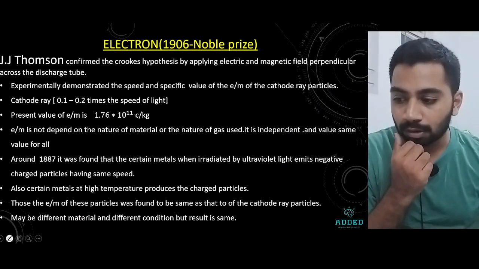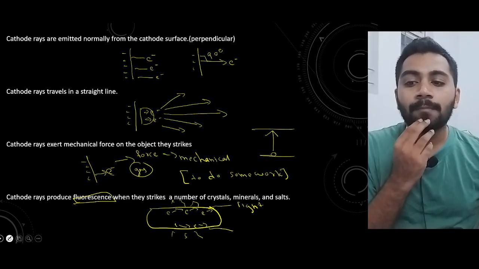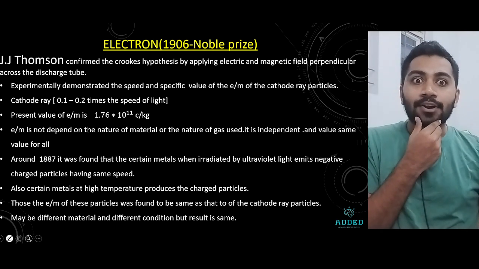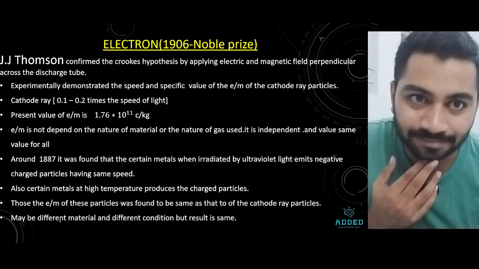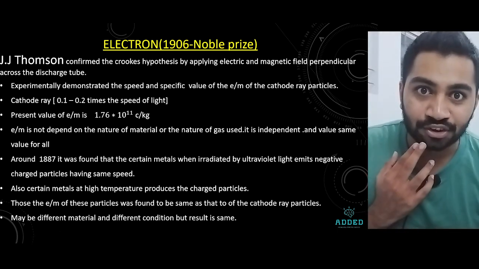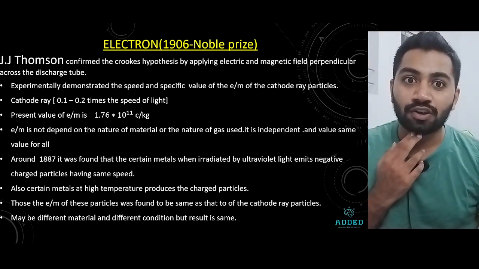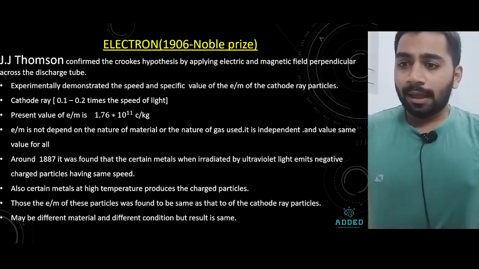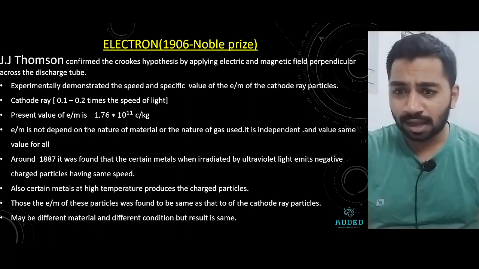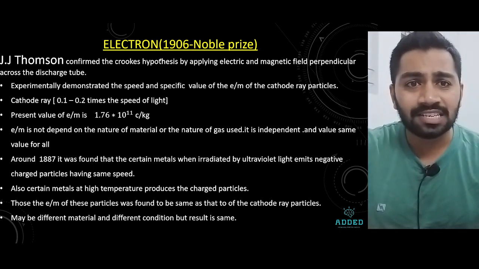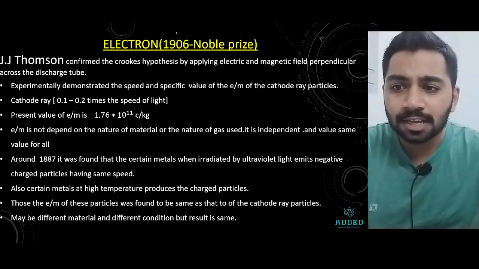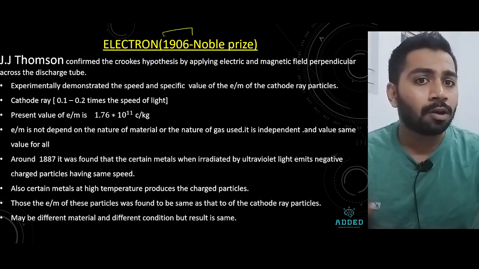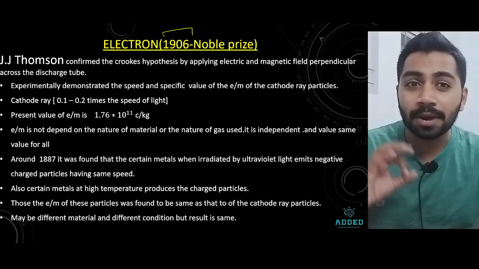Now the properties are over. There are a few properties, and every property is important. Now let us see. Electron, proton, neutron. Electrons were discovered by J.J. Thomson, and he got the Nobel Prize in 1906 for this discovery. Now what all he discovered, let us study one by one very briefly.